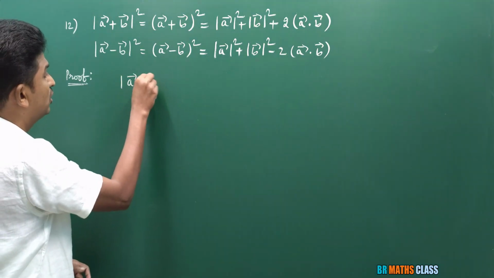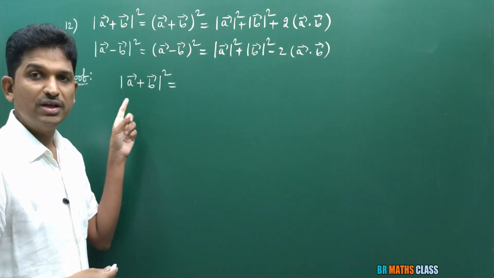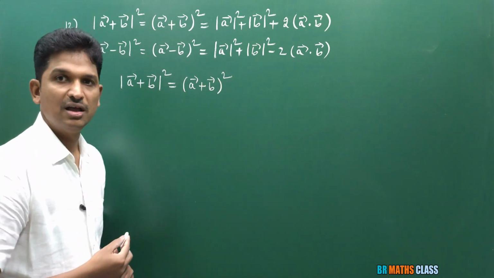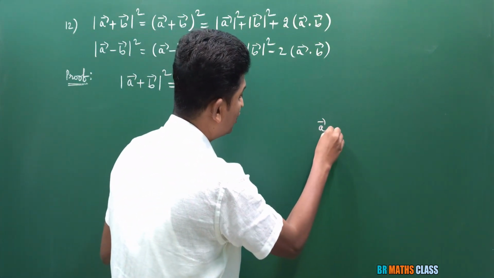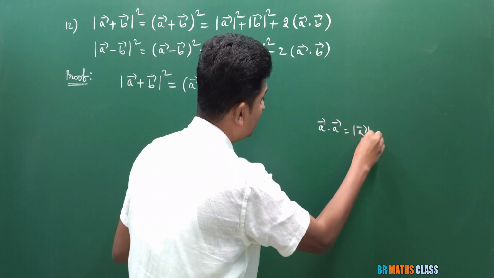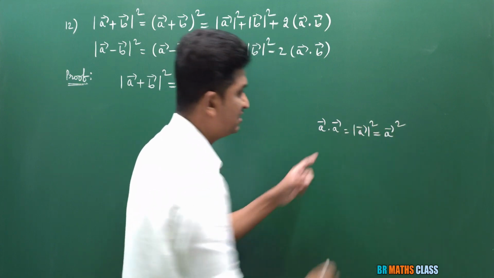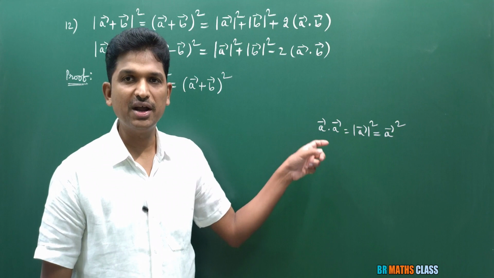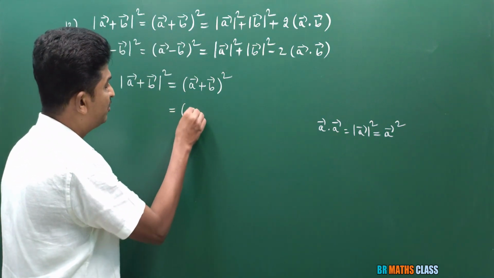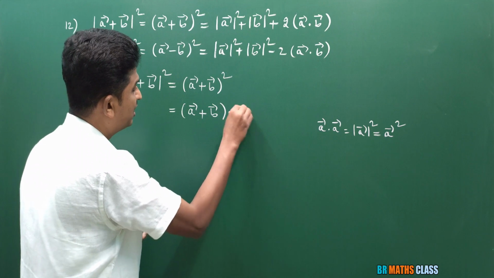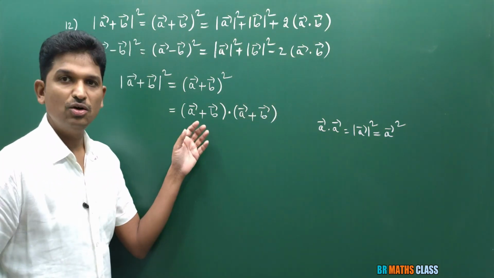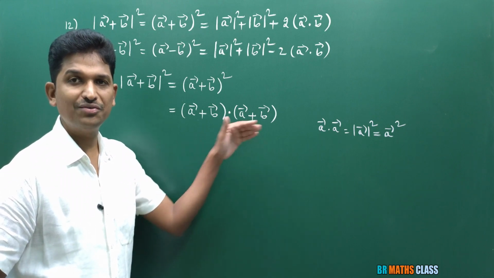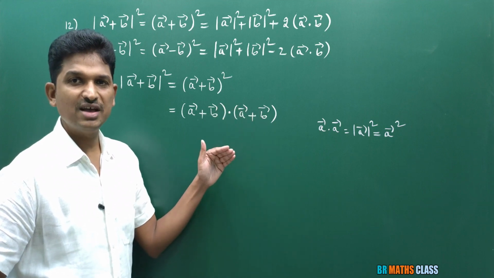First one, magnitude of A bar plus B bar whole square. I know that this can be written as A bar plus B bar whole square. And you learned this property, A bar dot A bar is magnitude of A bar whole square, which is the same as A bar square. This is the property we learned in earlier classes. You see here, A bar square can be written as A bar dot A bar. So here this can be written as A bar plus B bar dot A bar plus B bar. I hope you are understanding. Now, doing the dot product of these two vectors. Actually, we learned that dot product is distributive over vector addition. But if I explain like that, there is a chance you may get confused.